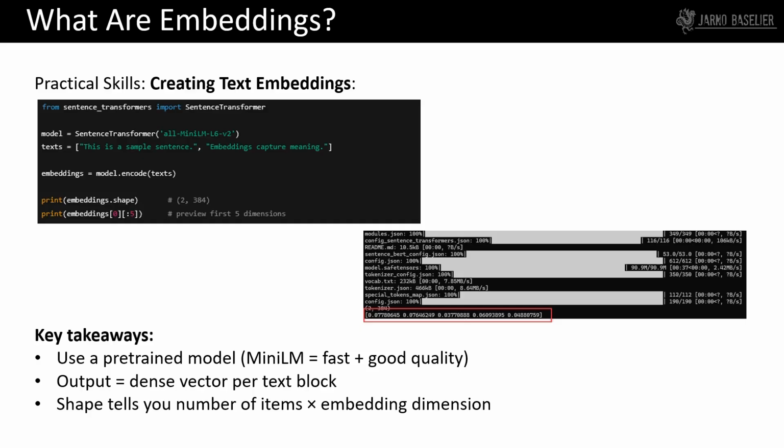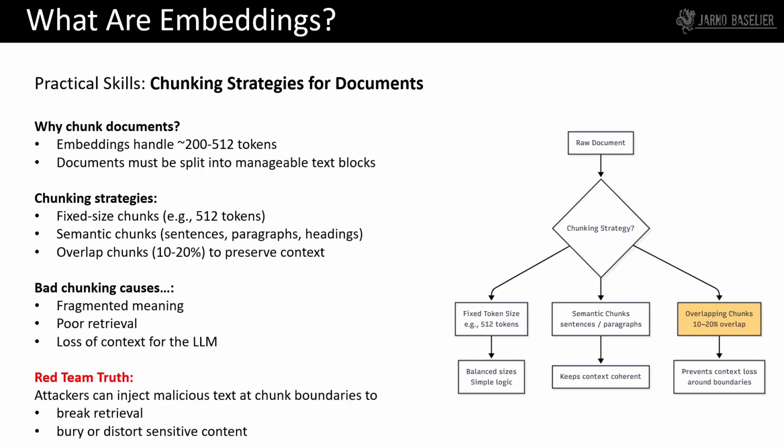Key takeaways: use a pre-trained model like MiniLM, which is fast and has a good quality. And the output is a dense vector per text block. This is what we see here. And the shape tells you the number of items multiplied by the embedding dimension. But still, this is all very mathematically not that important. The key takeaway in my eyes is that you can visualize embeddings, you can see how close they are to each other, and we have different methods of calculating them.